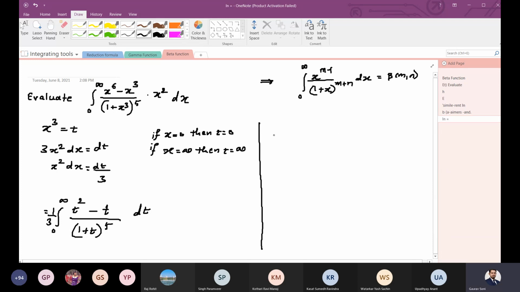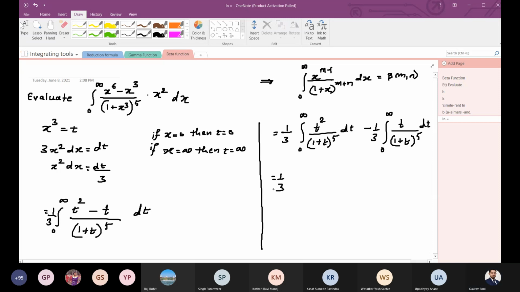Let's simplify this. So I'll have 1/3 integration 0 to infinity t squared upon 1 plus t raised to 5 dt, minus 1/3 integration 0 to infinity t upon 1 plus t raised to 5 dt. Anyone, what is the first term? Beta of 3 comma 4.